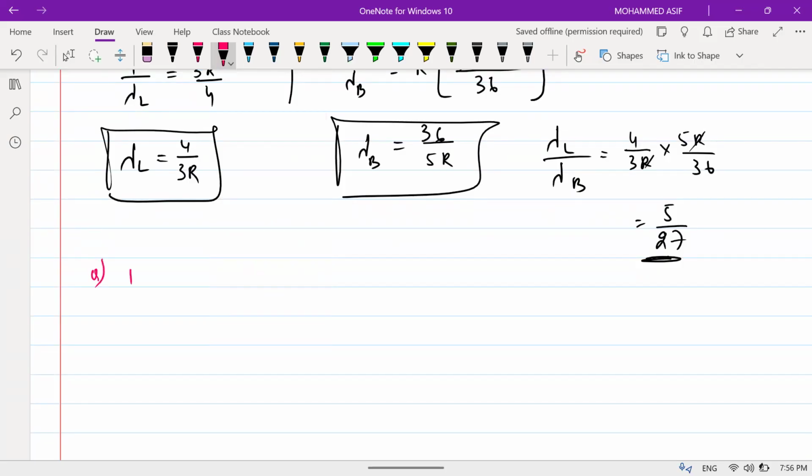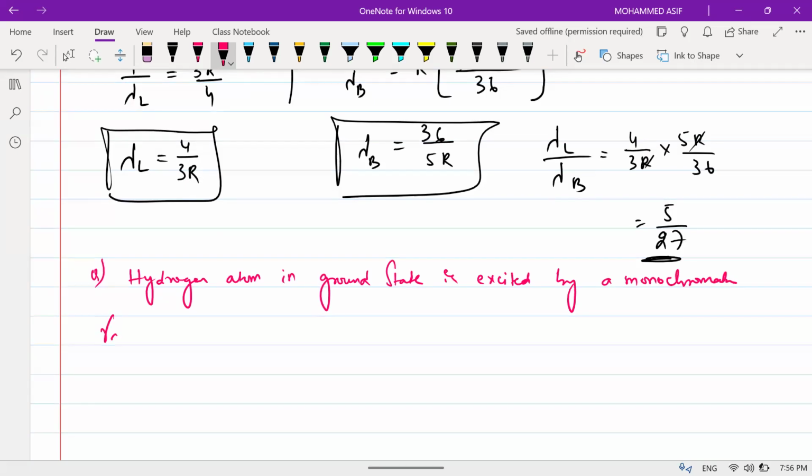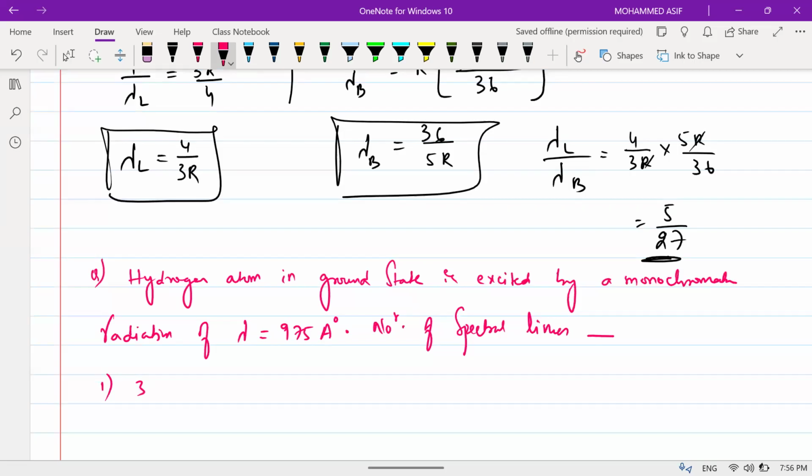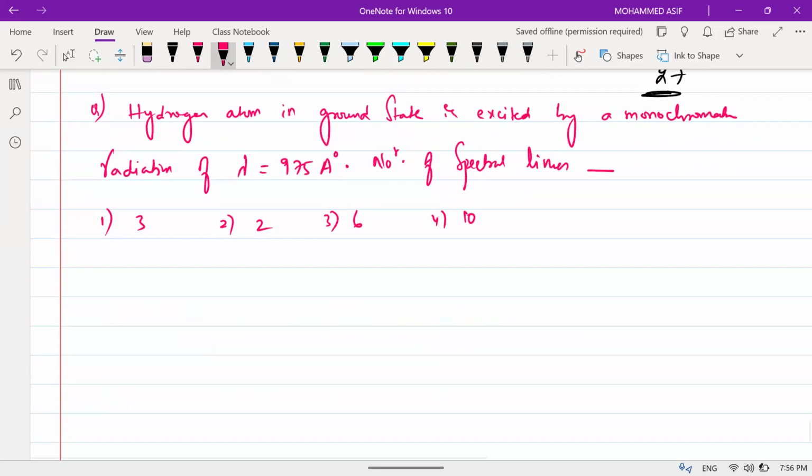Tell me the answer for this question. A hydrogen atom in the ground state is excited by a monochromatic radiation of wavelength lambda equals 975 angstroms. I need to calculate the number of spectral lines. First option is 3, second option is 2, third option is 6, fourth option is 10. Anyone? Hydrogen atom in the ground state is excited by a monochromatic radiation, isn't it?